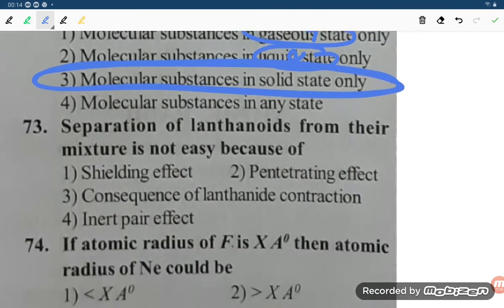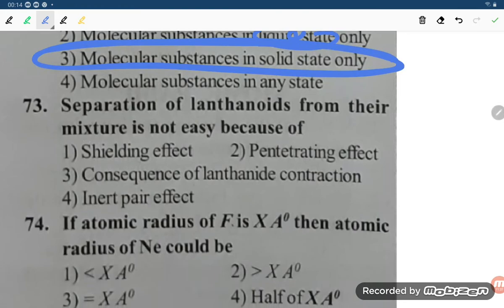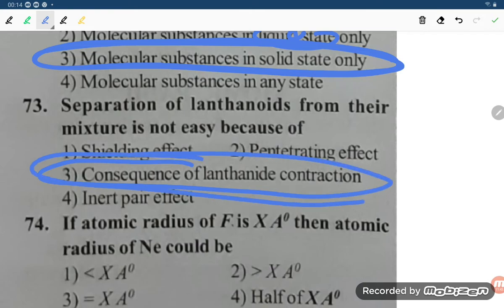Next one, separation of lanthanoid from the mixture is not easy because of what, student? Consequence of lanthanoid contraction. Due to lanthanoid contraction, student, they have almost equal size. That is why separation of lanthanoids from their mixture is not easy, because of lanthanoid contraction.